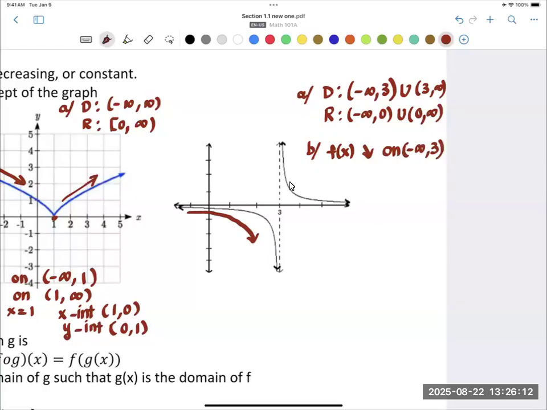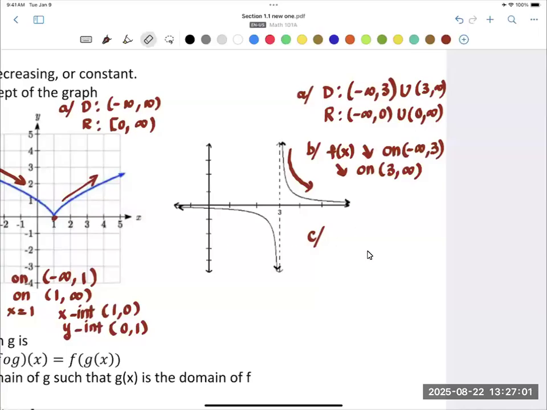And how about on the other side? Let's say you start from here, which is on the right of the 3. You start here, and when you go, you also go down. So it means you are also decreasing on 3 to infinity.